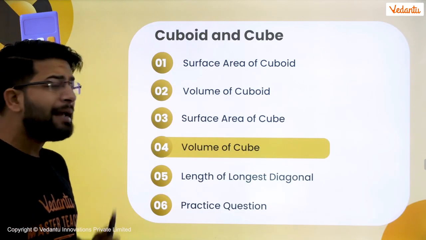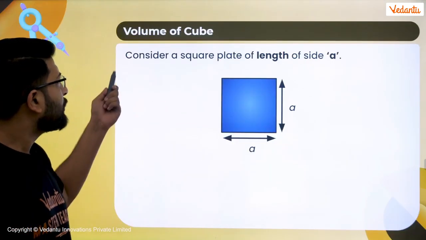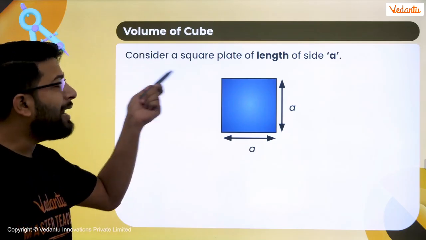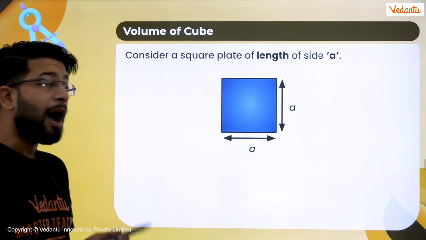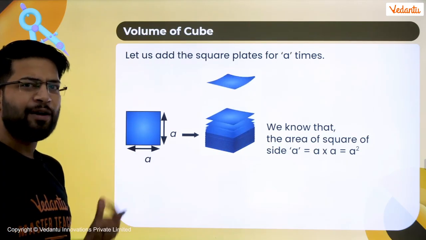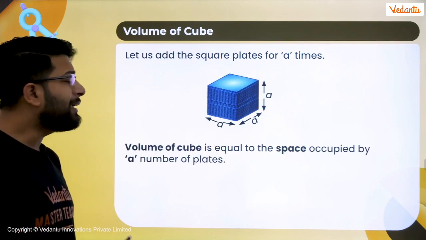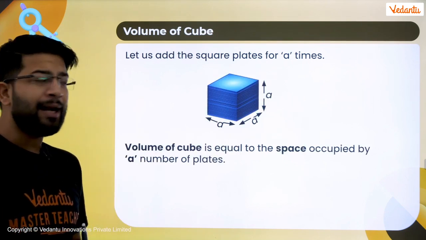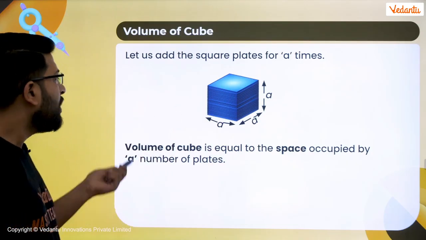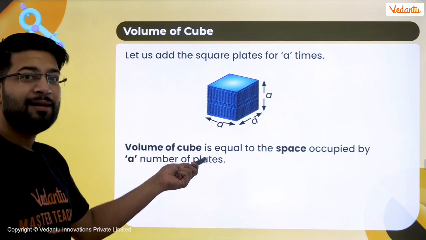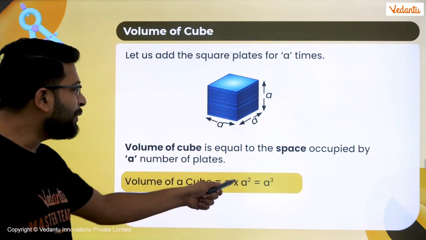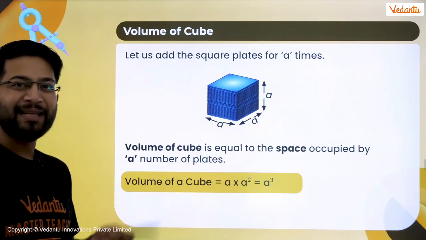Very good. Now champ, let's see the volume of the cube also. So in this case, let's consider a square plate of side length A. Now if I keep adding A numbers of this kind of plates, the area of one plate is A square, and we have a total of A numbers of plates. That is why the volume of the cube will be area of one plate into number of plates. The answer will be A into A square, which is A cube. I hope it is clear.